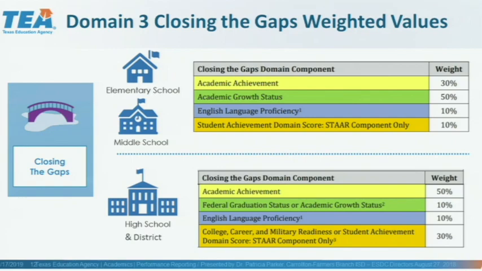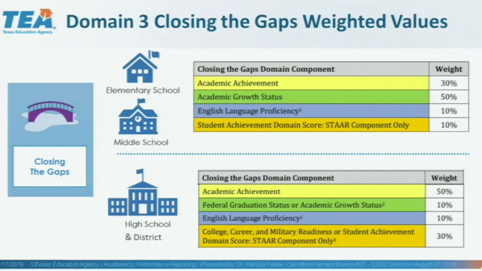At the high school, it's a little bit different. The academic achievement piece is the same. And the graduation rate is the same. At the high school, it's about growth. That 50% is that academic achievement piece. The graduation rate is the federal graduation rate, and it has to be 90% for every subgroup or higher. And then our English language proficiency. And then the 30% is our college career military readiness.